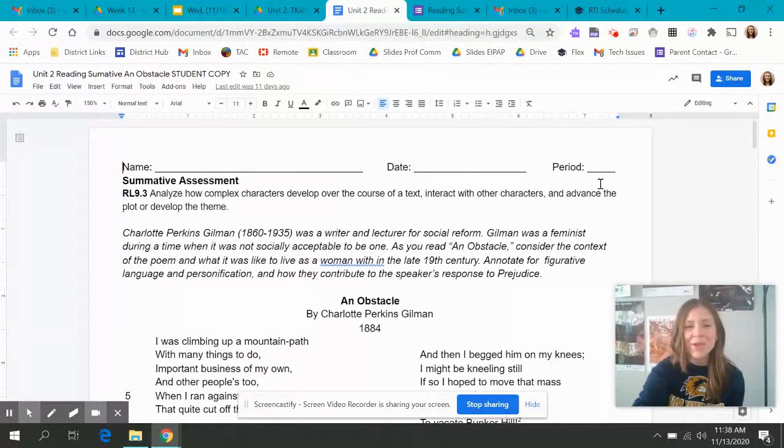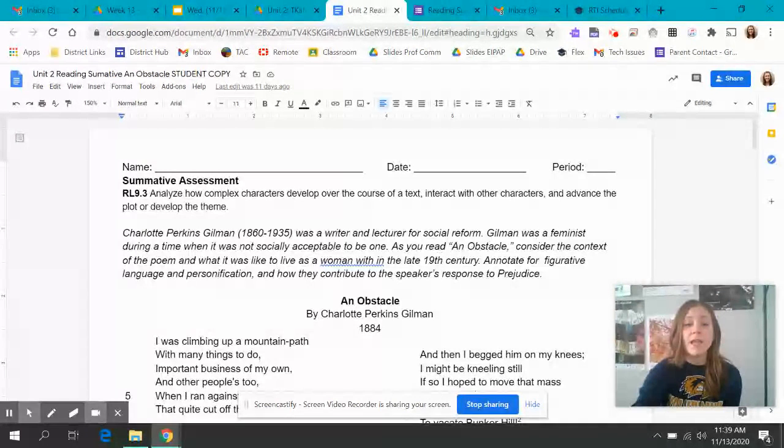Here we go. So what we have been reading in To Kill a Mockingbird is a lot about struggle. And I think that this poem is very relatable to some of the struggles that we see with the characters. So this is An Obstacle by Charlotte Perkins Gilman. She wrote it in 1884. And at the top, we just have a little bit of background information about Charlotte. Charlotte Perkins Gilman was a writer and a lecturer for social reform. Gilman was a feminist during a time when it was not socially acceptable to be one. As you read An Obstacle, consider the context of the poem and what it was like to live as a woman in the late 19th century.